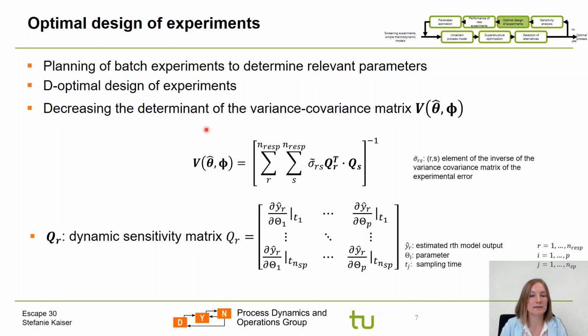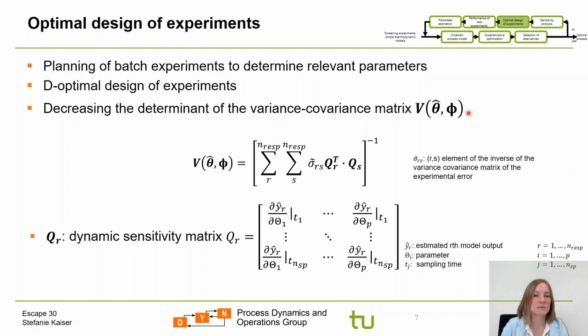Afterwards, the experiments to determine the uncertain parameters further have to be planned. In this work, we focus on planning of batch experiments to determine the relevant parameters. That's because we want to determine parameters of a kinetic model, so we get the concentration profile over time, which can then be used to identify the kinetic constants.